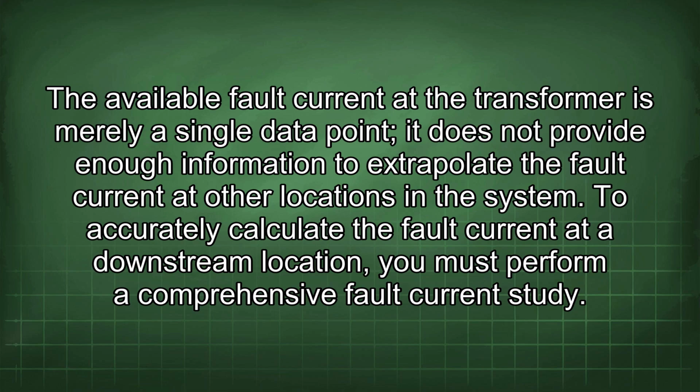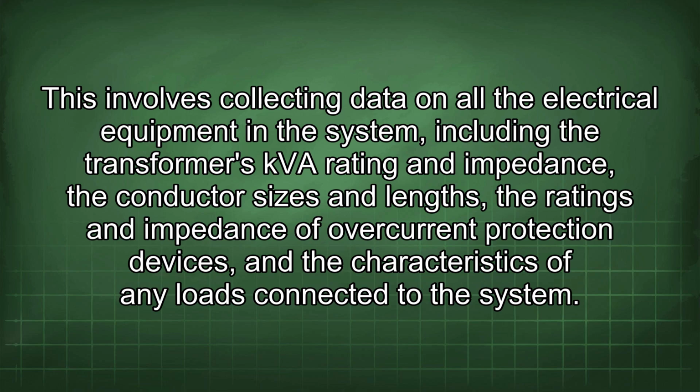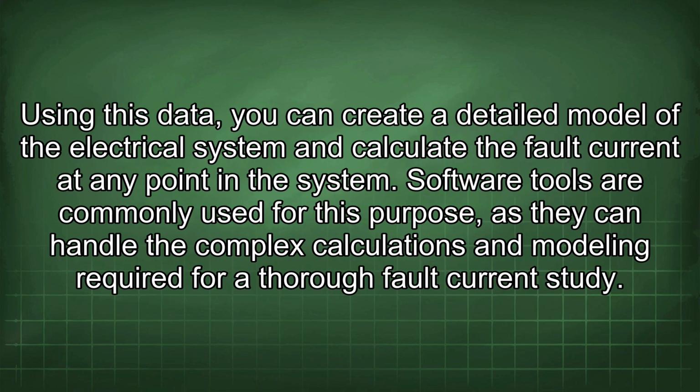To accurately calculate the fault current at a downstream location, you must perform a comprehensive fault current study. This involves collecting data on all the electrical equipment in the system, including the transformer's kVA rating and impedance, the conductor sizes and lengths, the ratings and impedance of overcurrent protection devices, and the characteristics of any loads connected to the system. Using this data, you can create a detailed model of the electrical system and calculate the fault current at any point in the system.